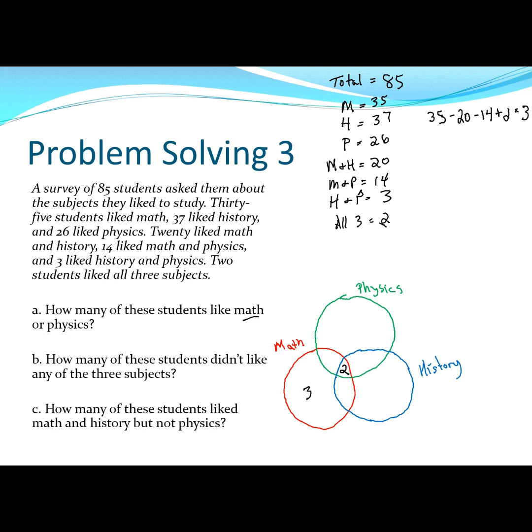Now we got to figure out for physics. Well, 26 students liked physics, but we got to subtract out 14 who liked math and physics, subtract 3 who liked history and physics, and then add 2, and that's going to be 11. So we have 11 students who liked physics only.